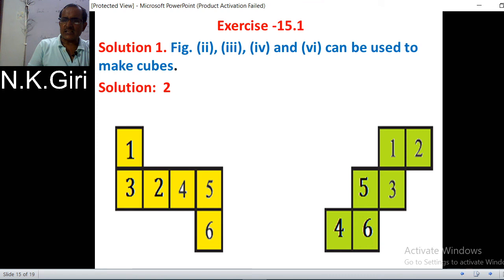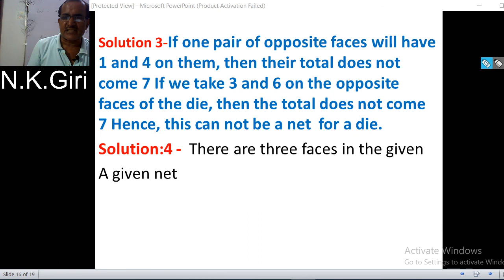Third question है आपका: if one pair of opposite faces have 1 and 4 on them, then their total does not come... It means जो हमारा थर्ड क्वेश्चन है, that was if you see a dice, the sum of the opposite faces which are on the surface of the dice that are marked are 1 and 4, and the sum will be 7.